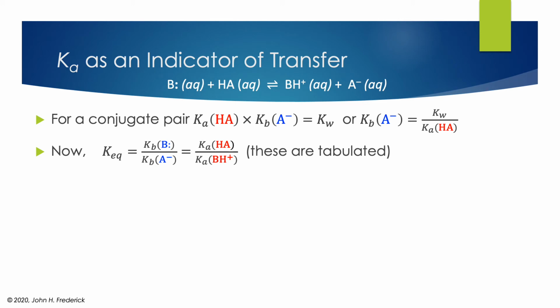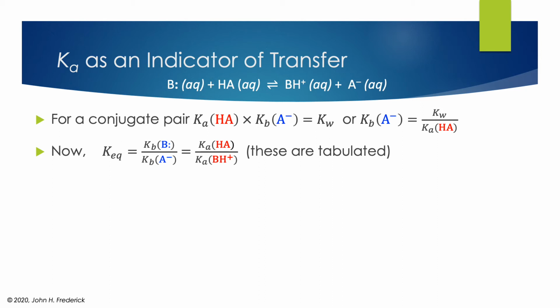So what that looks like is this. Just to remind you, K equilibrium was equal to Kb of B over Kb of A minus. And now when I make this substitution of each of those for Kw over their respective Ka values, that's going to flip them over. So the Ka of HA will be in the numerator and the Ka of BH plus will be in the denominator. But we'll also see those two factors of Kw cancel each other. You can work out the math. I hope you'll just take this on faith that this is the correct result.